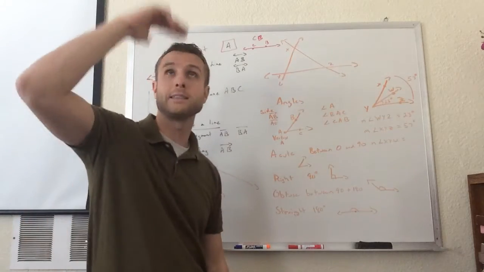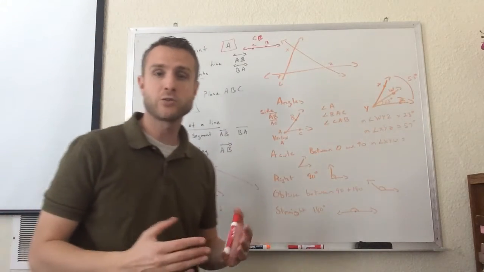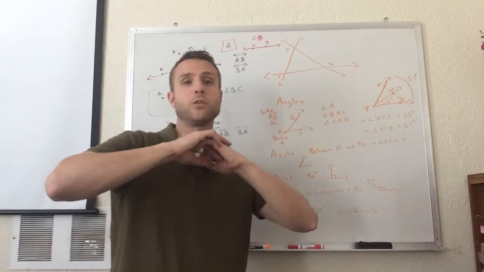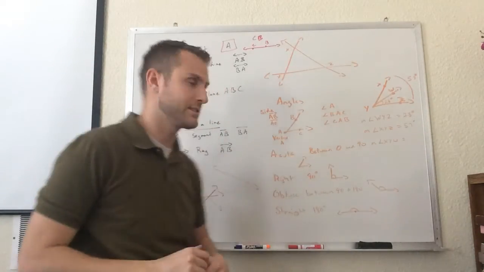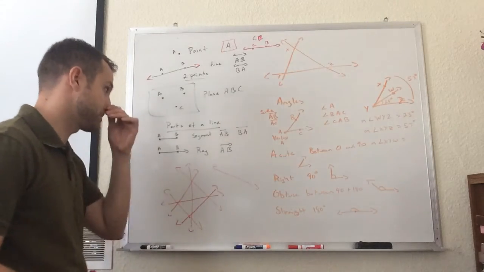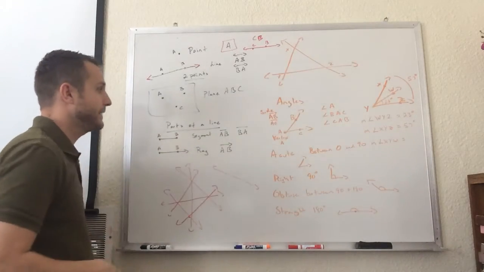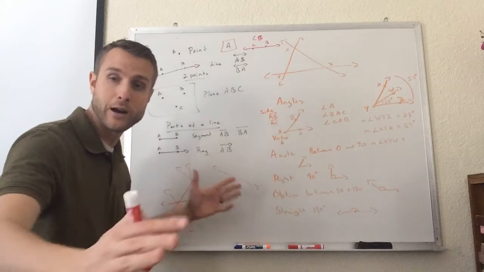The floor would be a plane, the ceiling would be a plane. But in geometry, a plane actually keeps on going forever in every single direction, but it's a flat surface that keeps on going forever in all directions. I also have parts of a line. So remember, a line keeps on going forever in all directions.